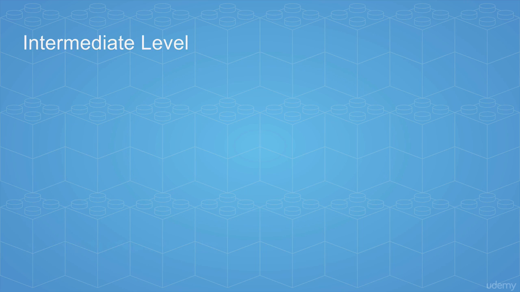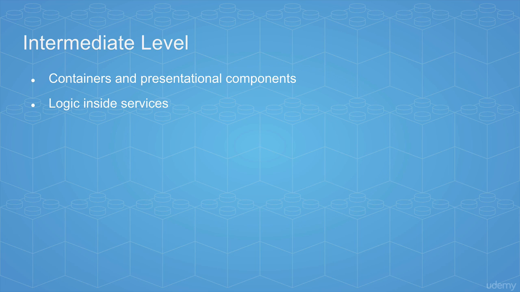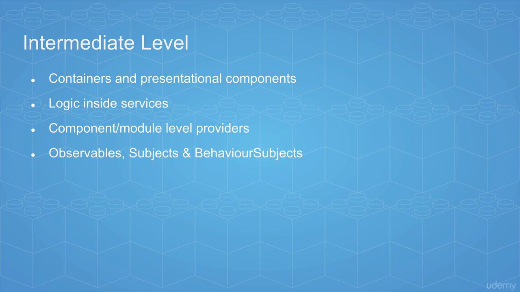On the second step, intermediate level, you will learn how to structure your components using containers and presentational components. You will see how to move the business logic from components to services in order to use single responsibility principle. You will learn the difference between providers at a module level and at a component level. You will feel comfortable between observables and will learn how to emit events from services using subjects and behavior subjects. You will also learn how to use async pipes.